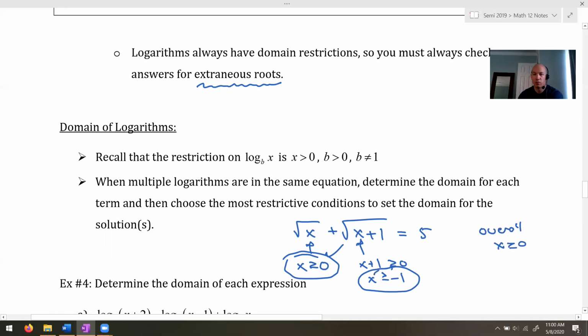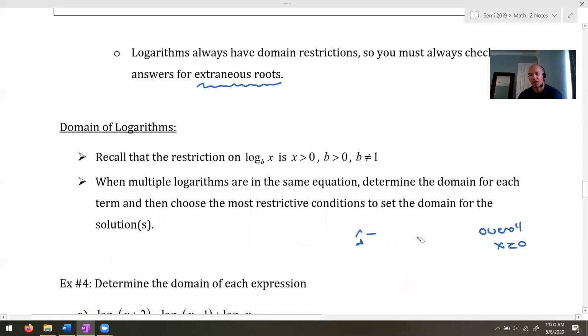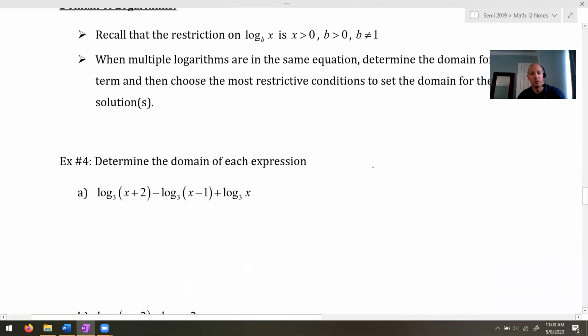And we don't even have to worry about this because it's less restrictive. So we're going to do something similar with logs as well. Hoping you remember all that stuff from radicals, I guess, last year. If you don't, well, there it is. Okay, so well, this is interesting.